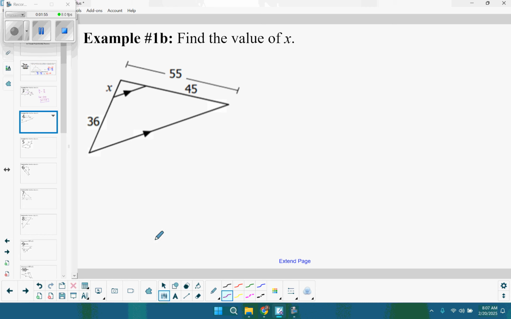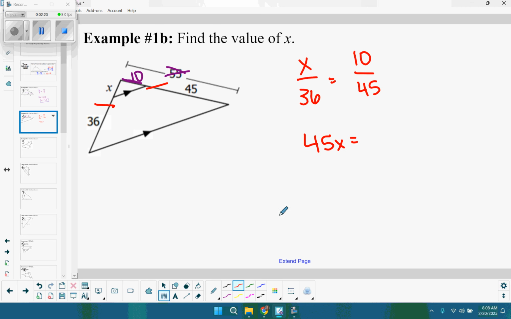So example 1b, I have a little bit of a problem first because I don't know what this little chunk is. The whole segment was 55, and the bottom part of that segment was 45. So if I subtract those numbers, I'm really left with 10 for that segment, and now the 55 is gone. So I can make a fraction x over 36 equals the other fraction, 10 over 45. So cross multiplying, we're going to have 45 times x is 45x, and 36 times 10 is 360. So when I divide 360 by 45, I get x is 8.